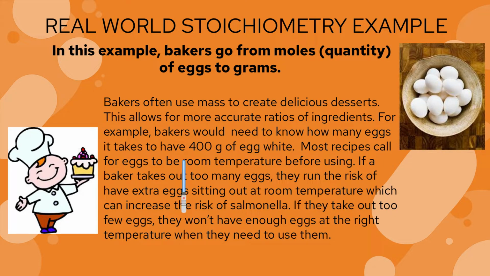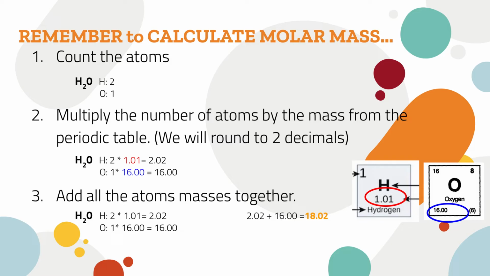Most recipes call for eggs to be room temperature before using. If a baker takes out too many eggs, they run the risk of having extra eggs sitting out at room temperature, which can increase the risk of salmonella. If they take out too few eggs, they won't have enough eggs at the right temperature when they need to use them.